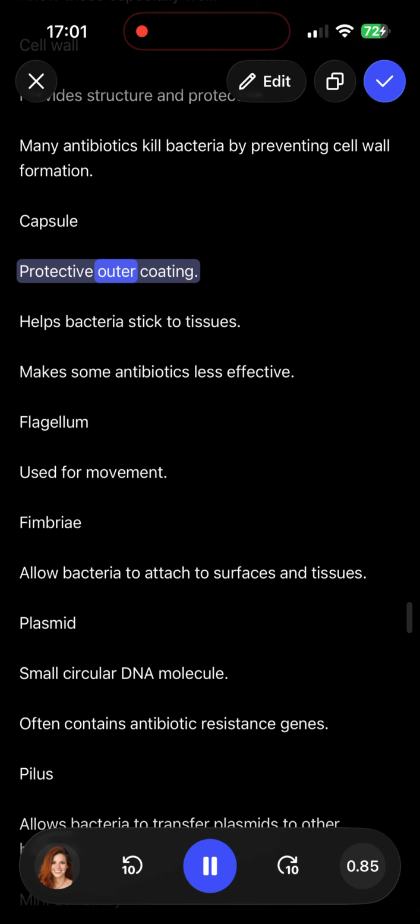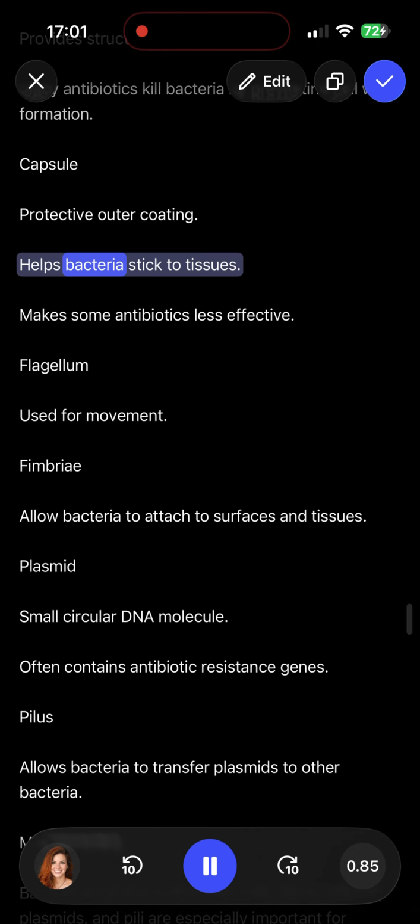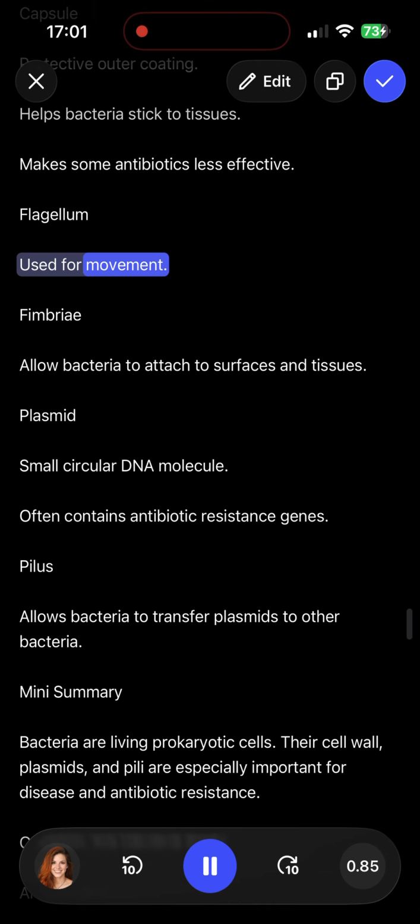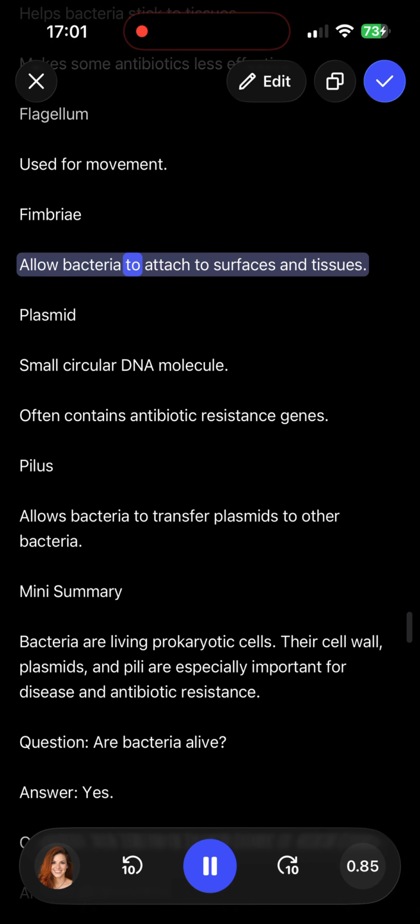Capsule: protective outer coating, helps bacteria stick to tissues, makes some antibiotics less effective. Flagellum: used for movement. Fimbriae: allow bacteria to attach to surfaces and tissues.